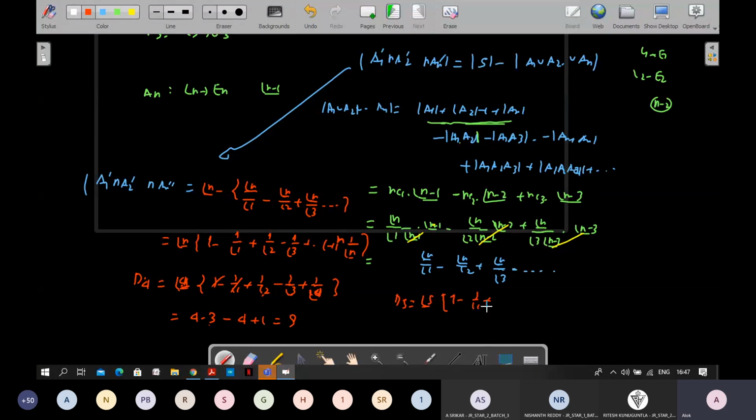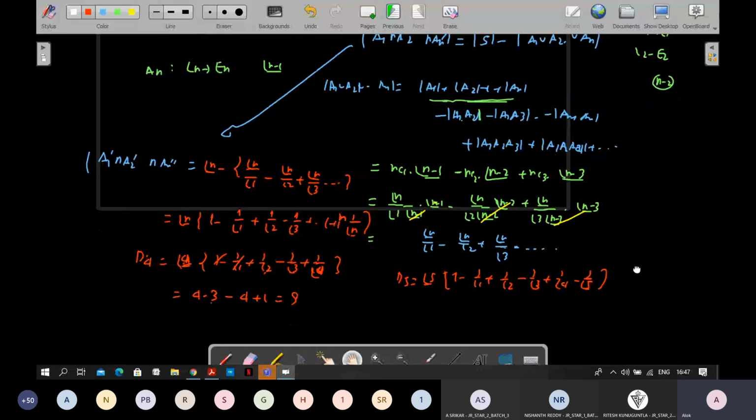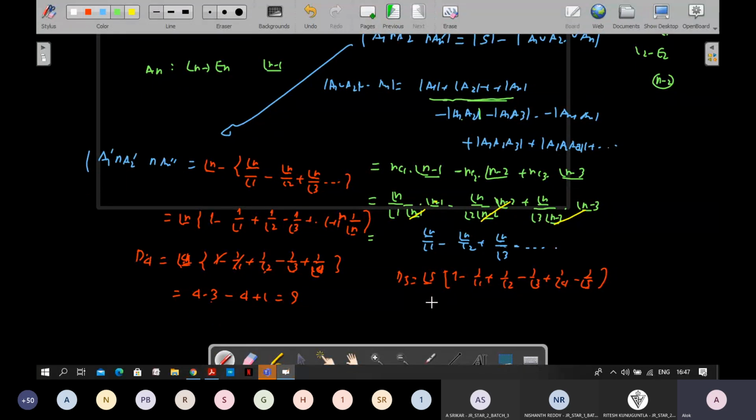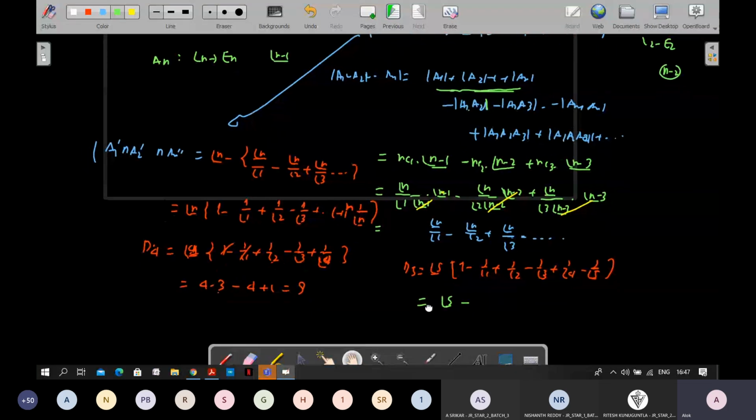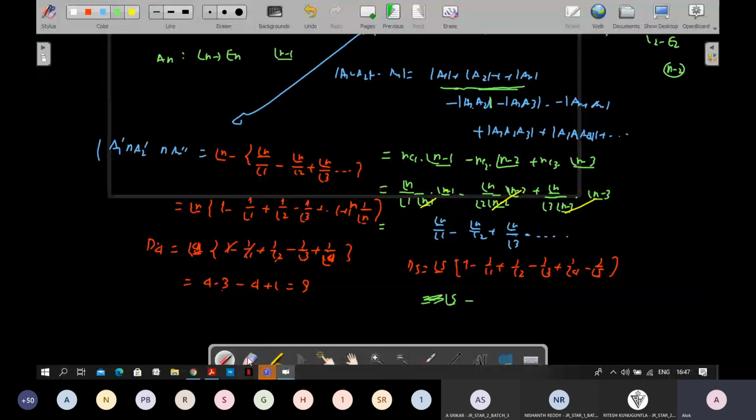1 minus 1 by 1 factorial, 1 by 2 factorial, 3 factorial, 1 by 4 factorial, minus 1 by 5 factorial. It will end here. So D5, we know, is expected to be 44. So this is 5 factorial here. 5 factorial minus, sorry, this is anyway not going to be true. This anyway is cancelled, so I will not calculate it. I am only retaining the expression to have its beautiful symmetry.